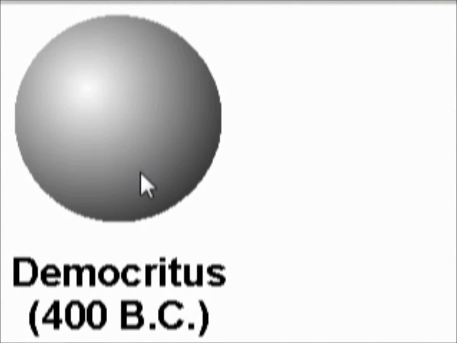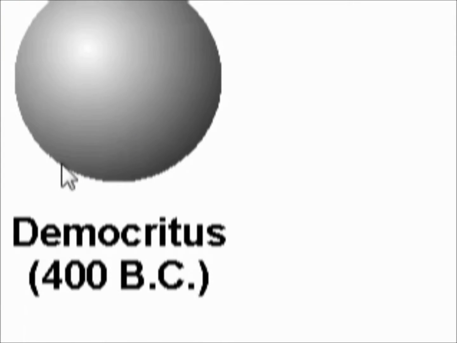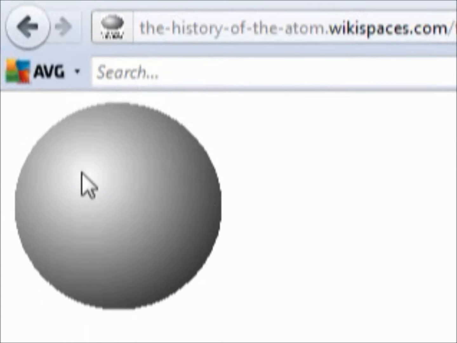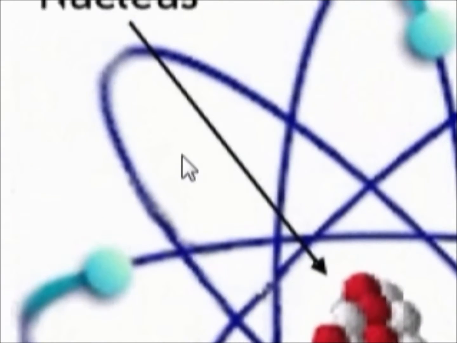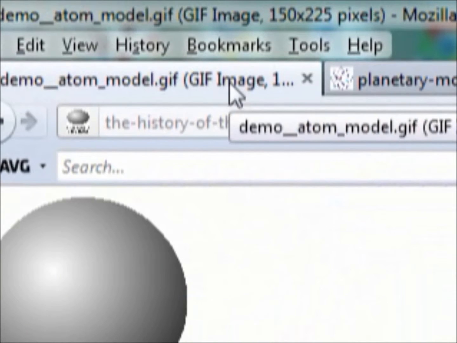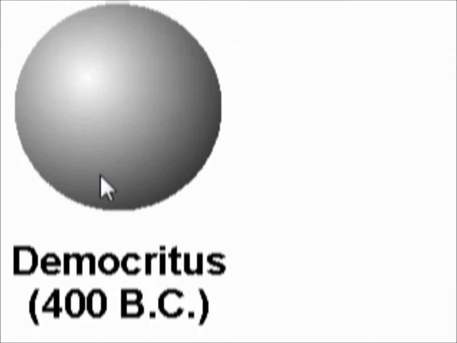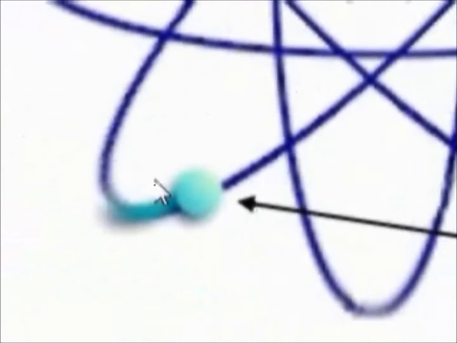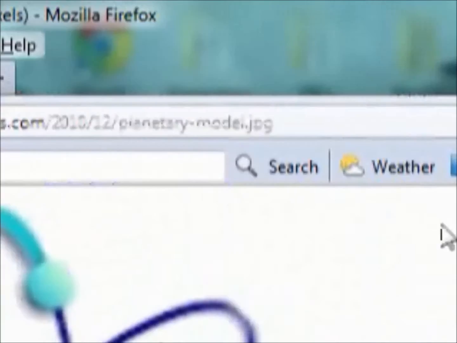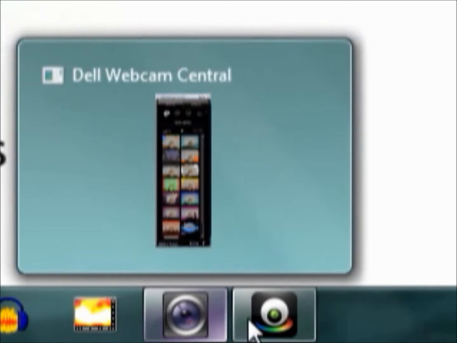So here's Democritus. He was like one of the first. He just had a ball. That's pretty much it. So 400 BC, really long time ago. Atom. Look at that. Look at today's again. It's really inaccurate compared to today's. So one more look. That's pretty much it. That's all about the atom.